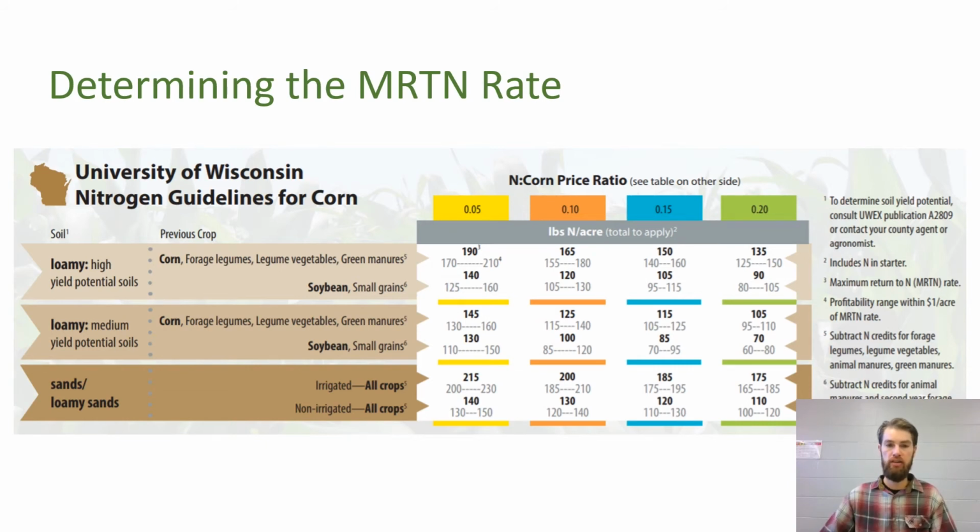So for example, let's say that we were using a loamy, high productivity yield potential soil. Our previous crop was corn, and we calculated our ratio of 0.20. So the rate that we would want to apply is 135 pounds of N. It's kind of interesting to look at this table, just how much the nitrogen rate fluctuates depending on that ratio. So it's a great decision to go ahead and calculate your MRTN rate just before you're deciding to purchase fertilizer, and make the best decision that you can to remain profitable.